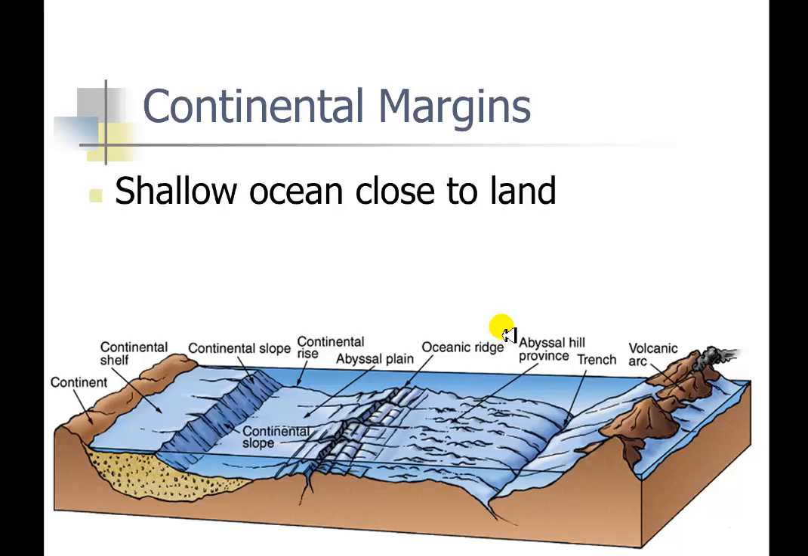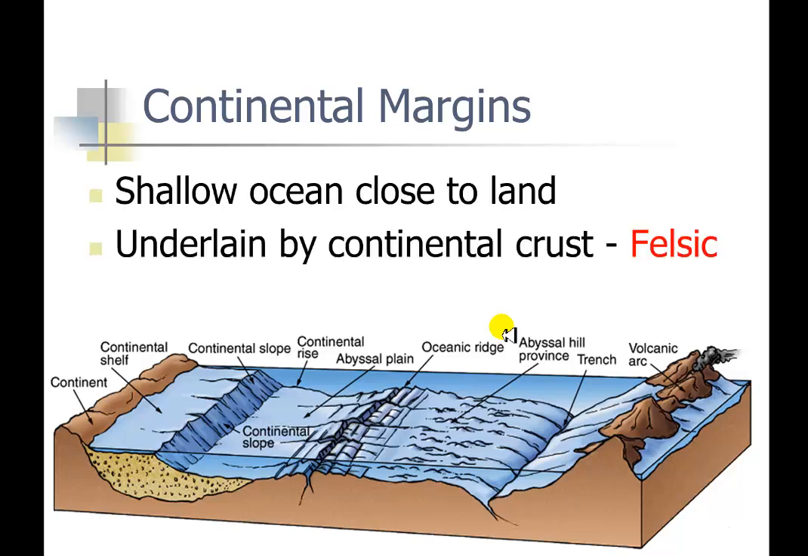Continental margins are shallow areas close to land. They're underlain by continental crust. Remember, that's felsic, 2.7 grams per cubic centimeter. Felsic means feldspar, but it's basically a silicon type, only silicon type crust.